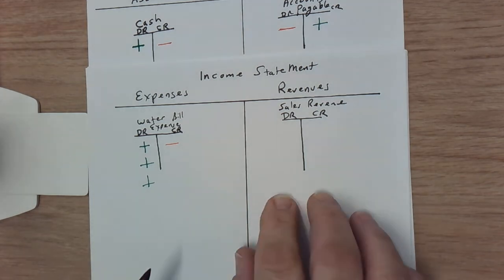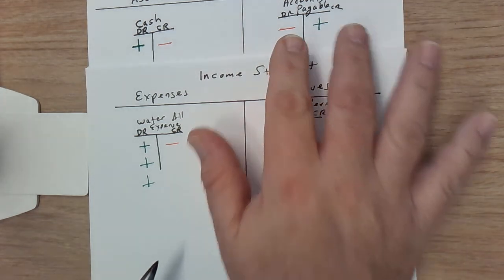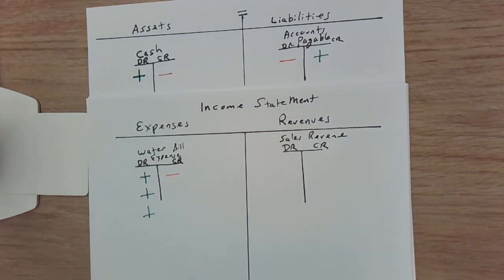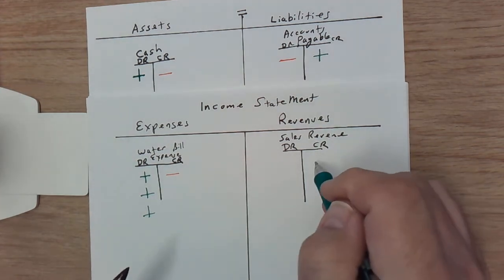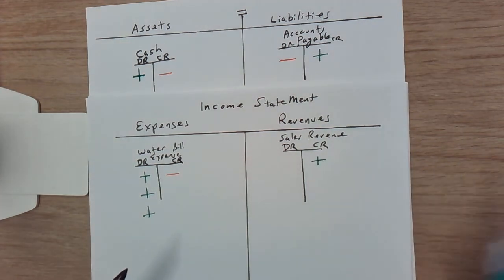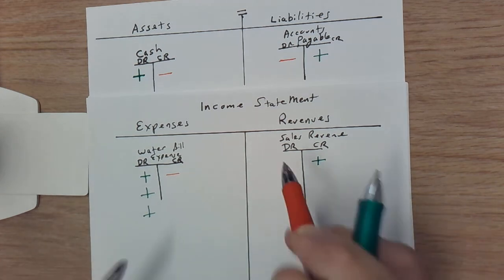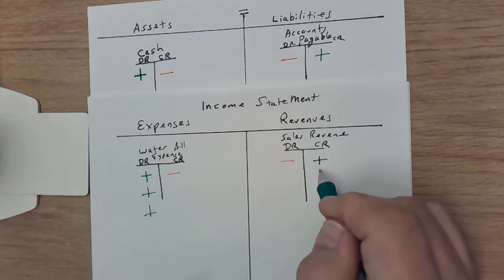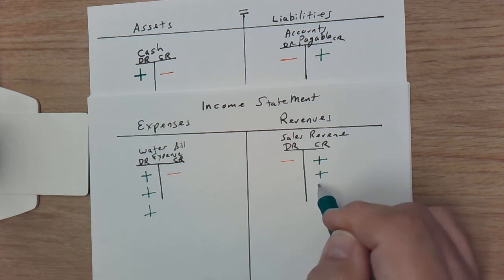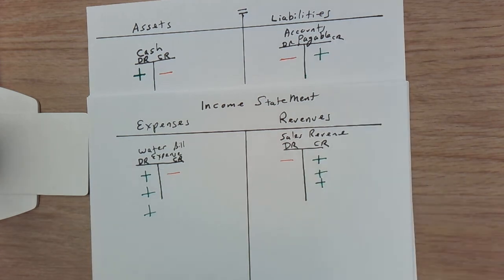Since I put it on the right side, like liabilities, even though it's not a liability account, these are income statement accounts, I put it on the right side just to remind us that it's going to increase with credits and it's going to decrease with debits. So every time the cash register rings, we're going to be adding to our sales revenue, and it's going to be on the right hand with a credit.